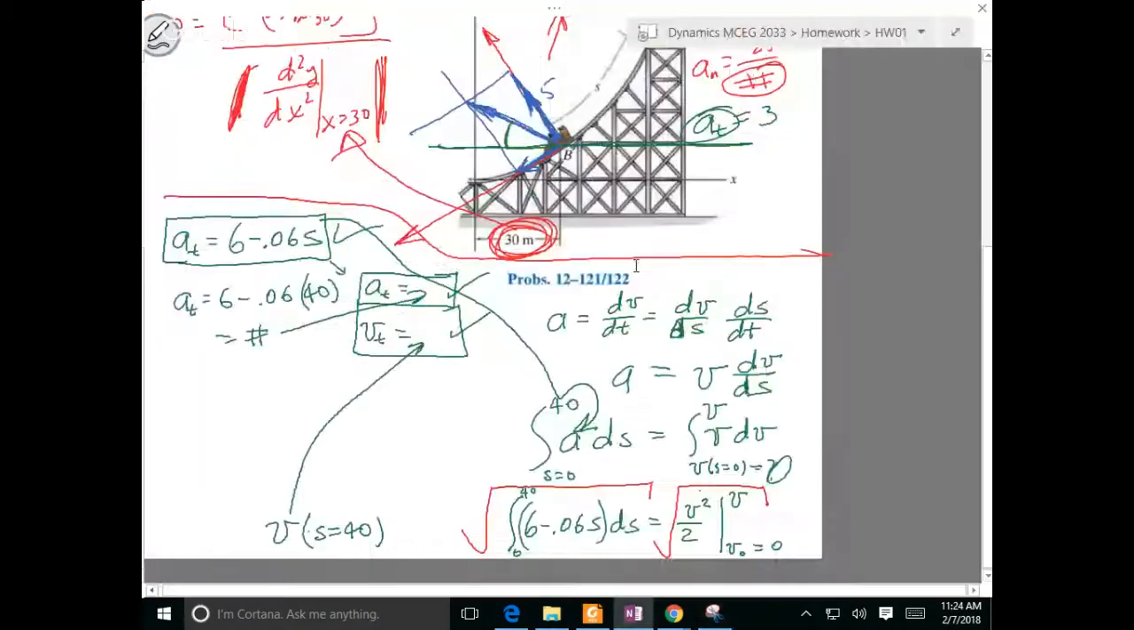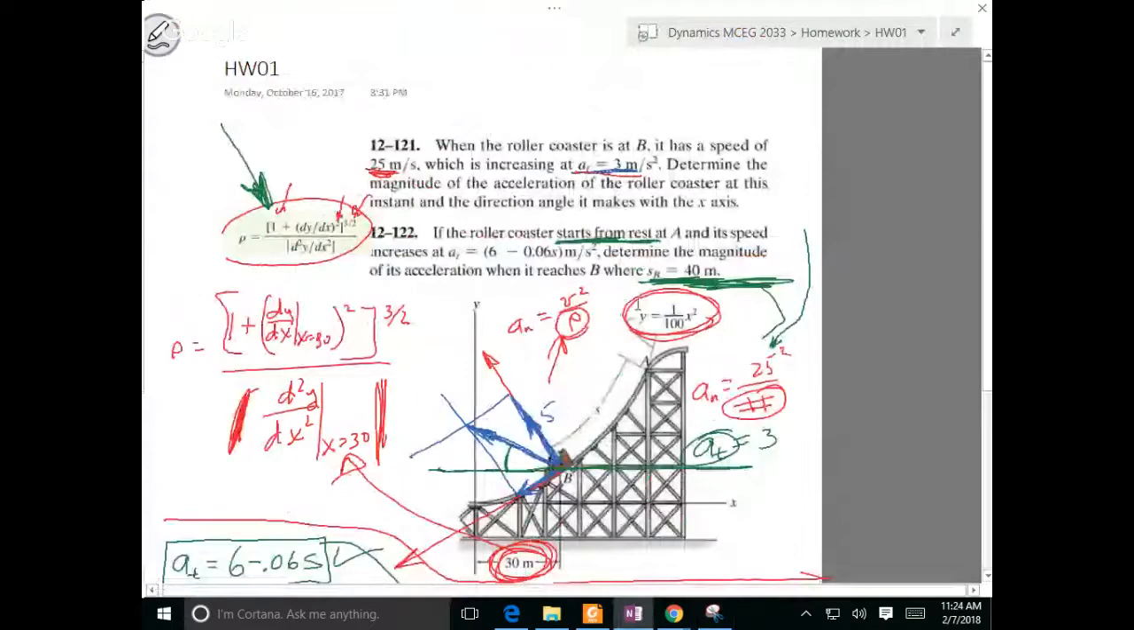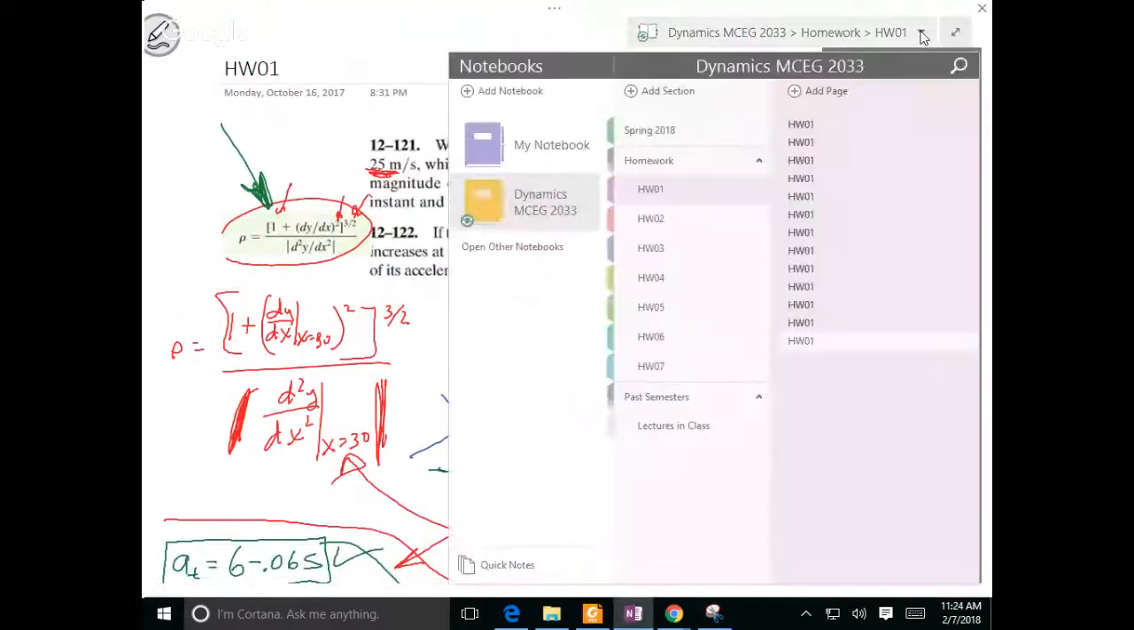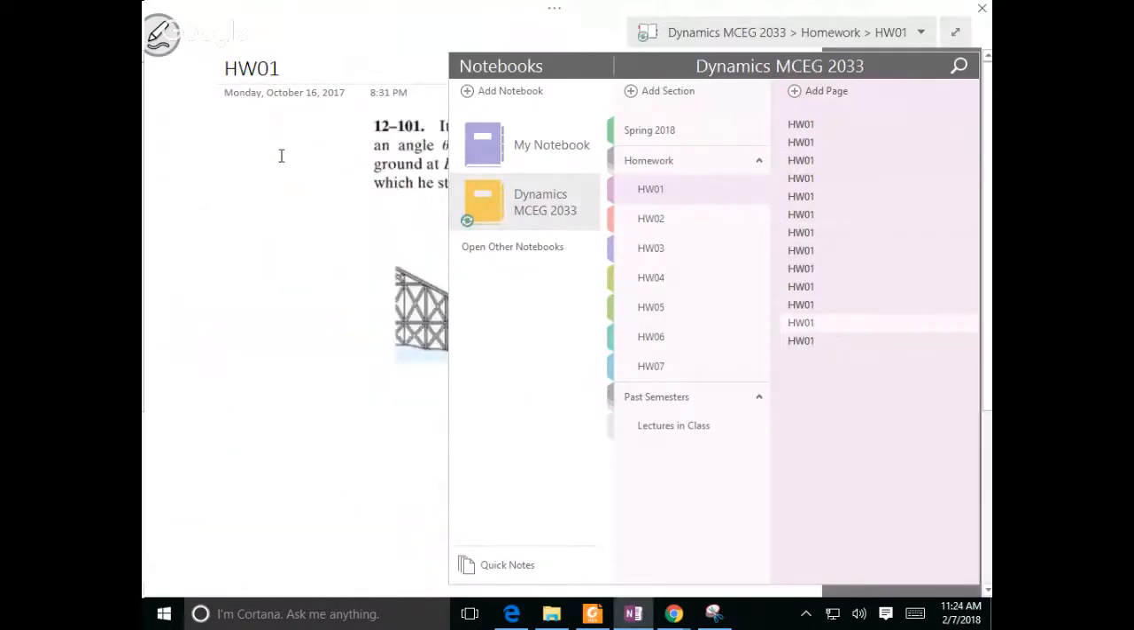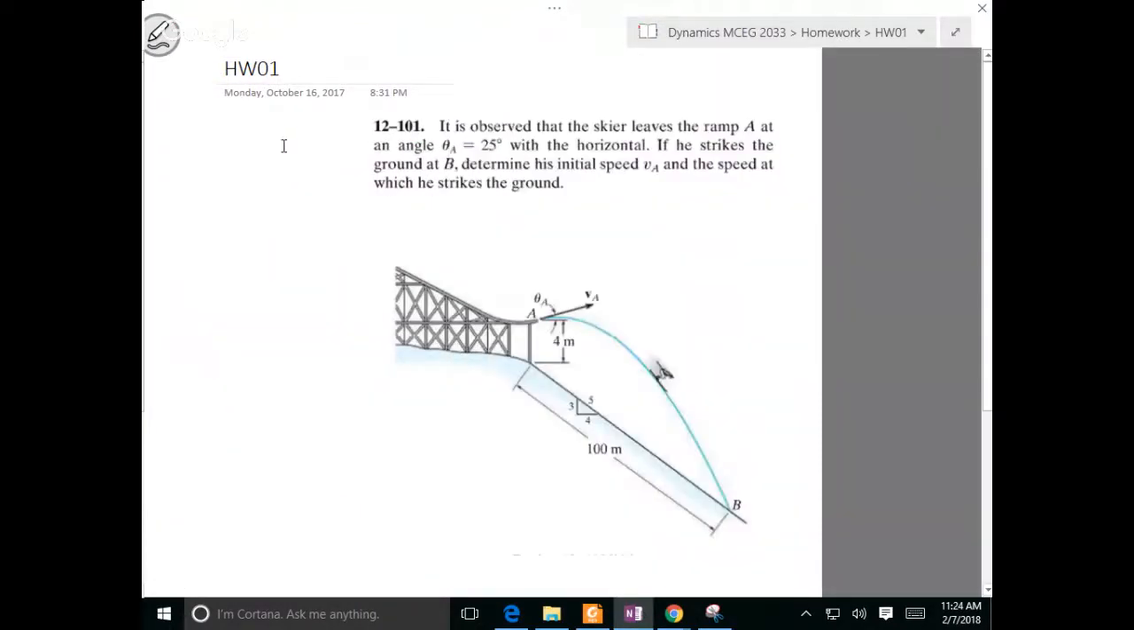So, okay, let's go back. Okay, I was on the last page. We'll just go backwards. It doesn't matter. If I don't finish in this class period, there'll be another class period at 2, and I'll finish it up. So, it's observed that the skier leaves the ramp at that 25 degrees.